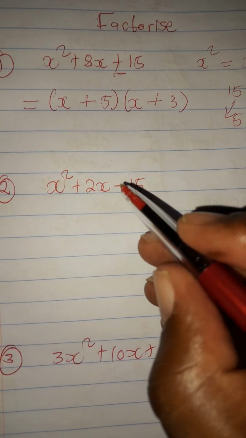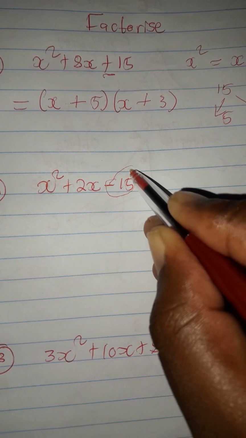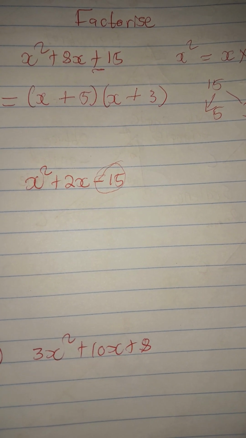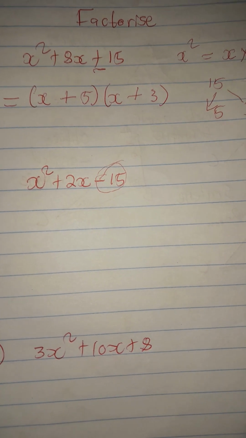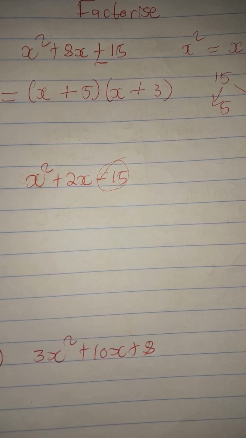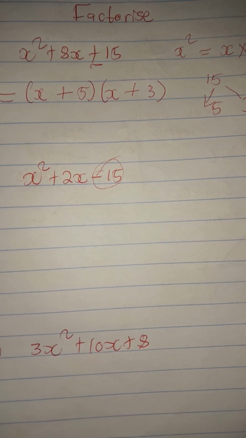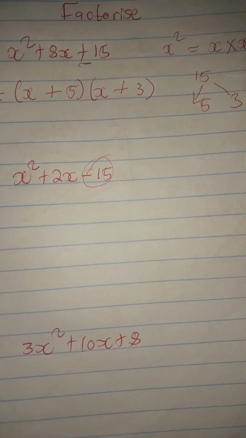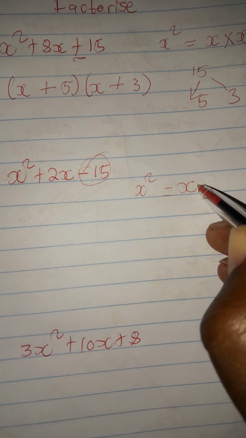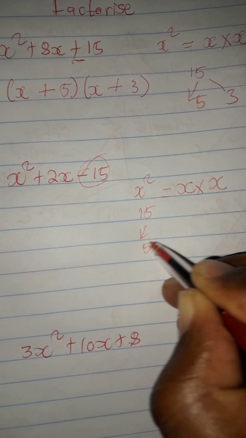Let's go to the second one. Since the last term, or the third term here, is minus 15, the signs will be opposite because the constant is negative, meaning that the larger factor will get a plus. So what are the factors of x squared? It's going to be x multiplied by x. Factors of 15, that's going to be 5 and 3.